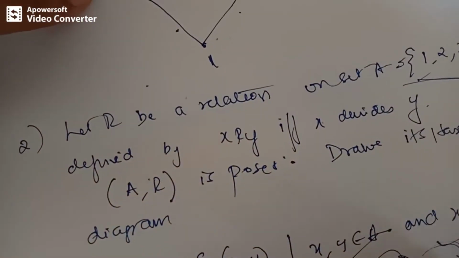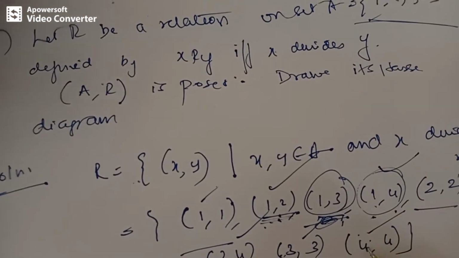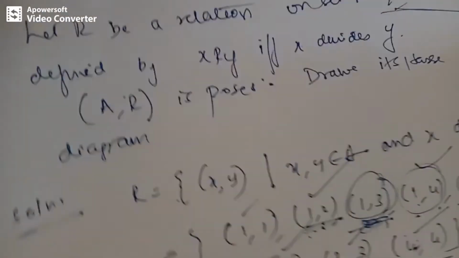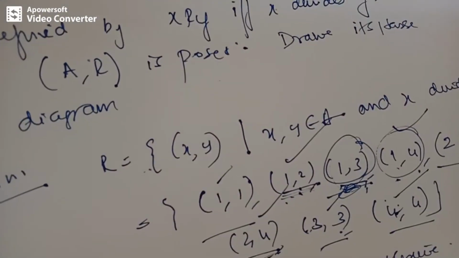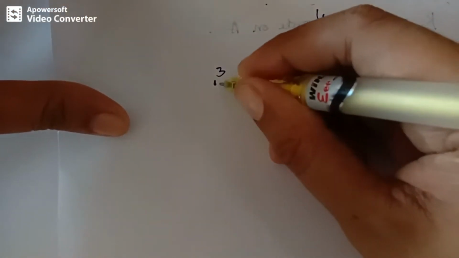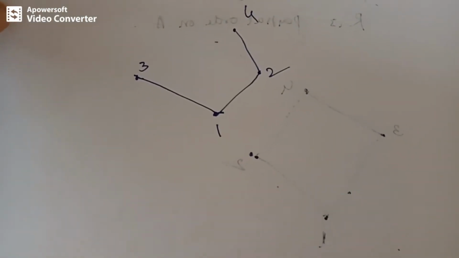Next, what do we have? We have already covered these many pairs: 1 to 2, 2 to 4, 1 to 4, 2 to 2, 4 to 4 are already covered. Next we have to represent what? Just 1 to 3. We have covered all these pairs in our Hasse diagram. We just have to represent 1 to 3. So this is the Hasse diagram for the given relation.